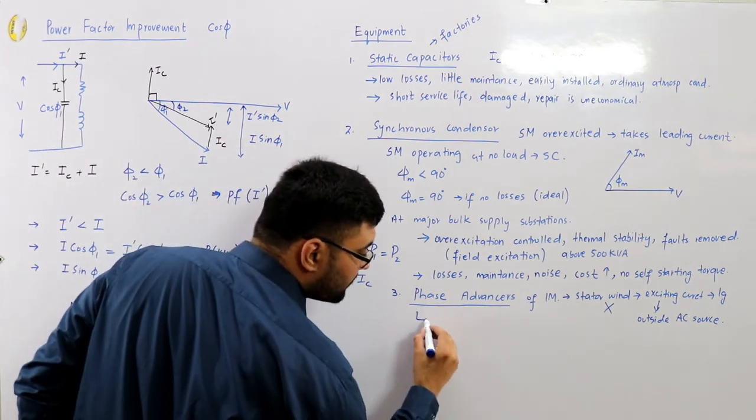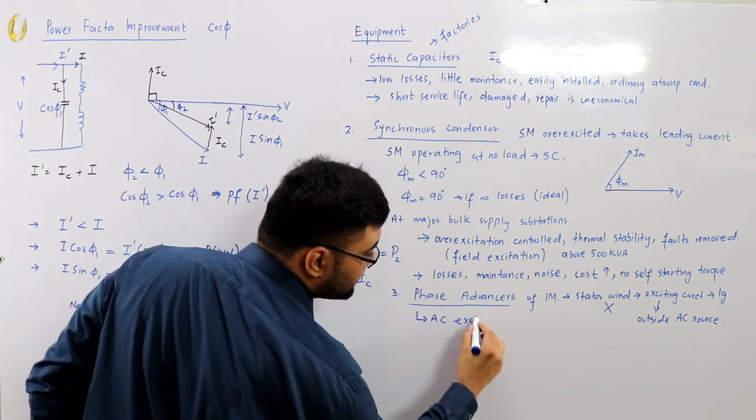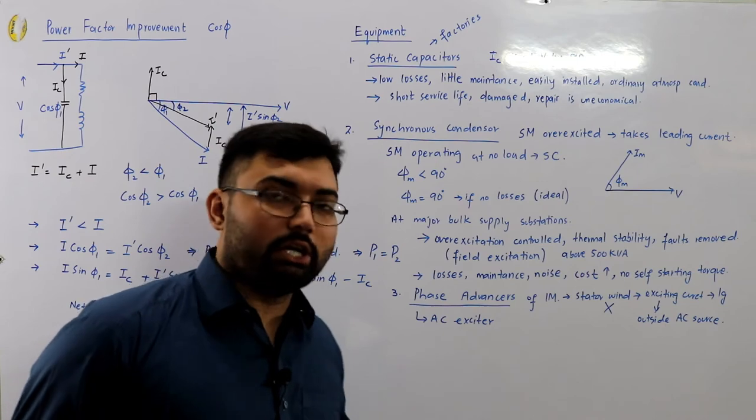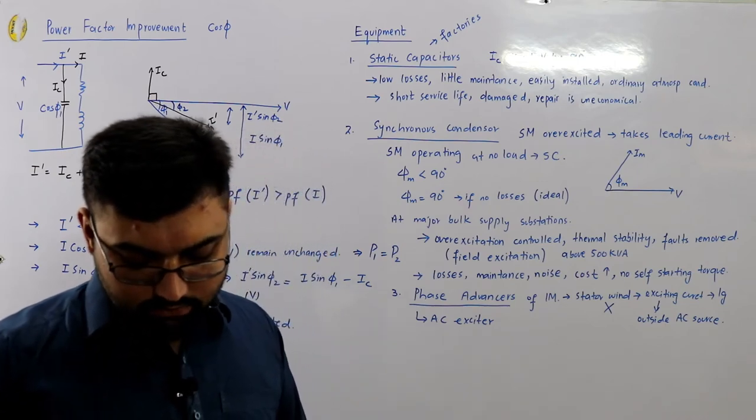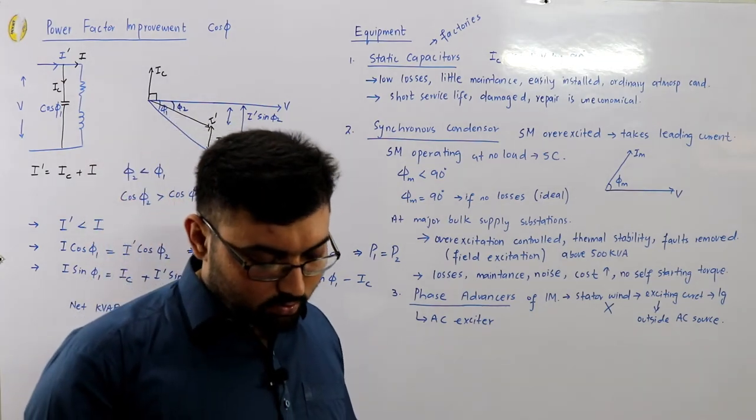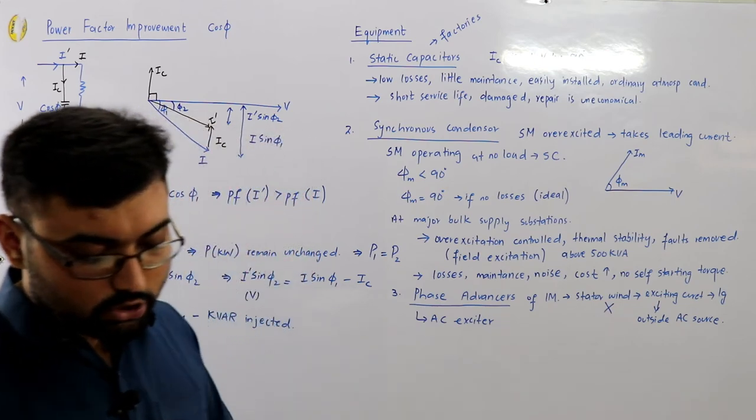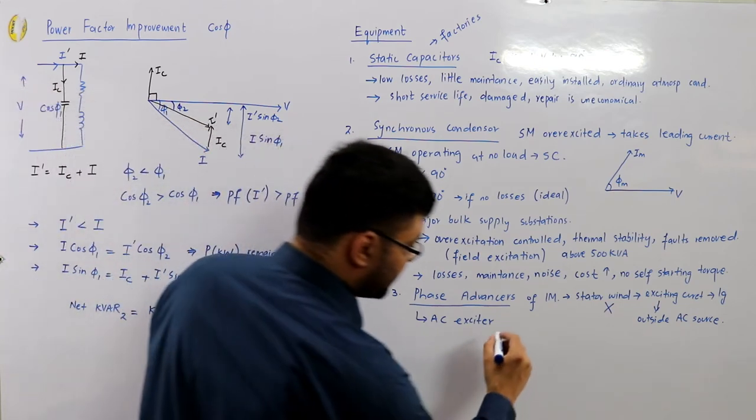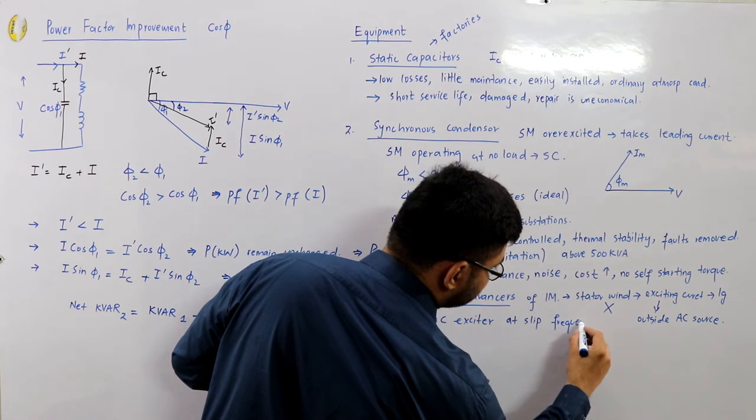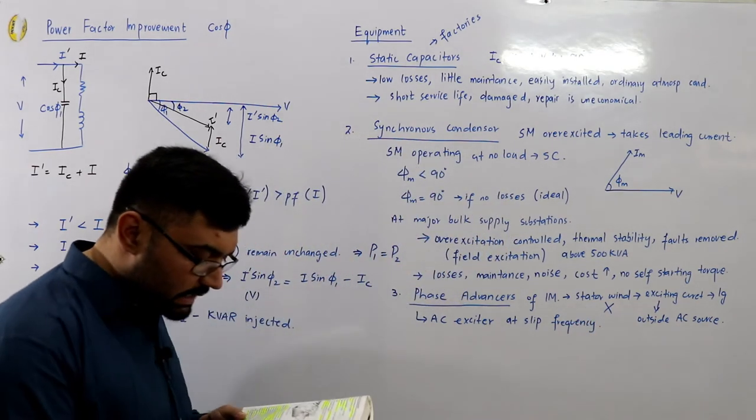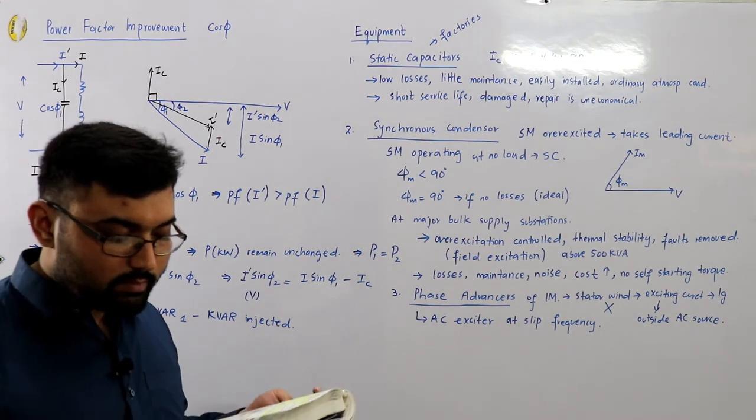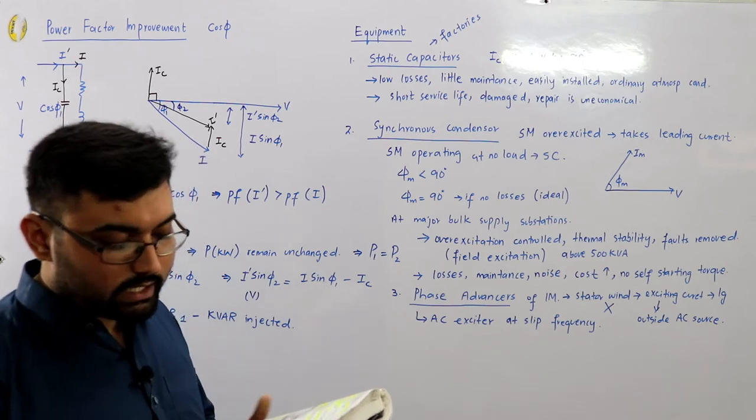And this phase advancer is what? This is just a simple AC exciter to provide that exciting current to the induction motor. The phase advancer is mounted on the same shaft as the main motor and is connected to the rotor circuit. It provides exciting ampere turns to the rotor circuit at slip frequency. You know it from your machines. By providing more ampere turns than required, the induction motor can be made to operate on leading power factor like a synchronous motor.